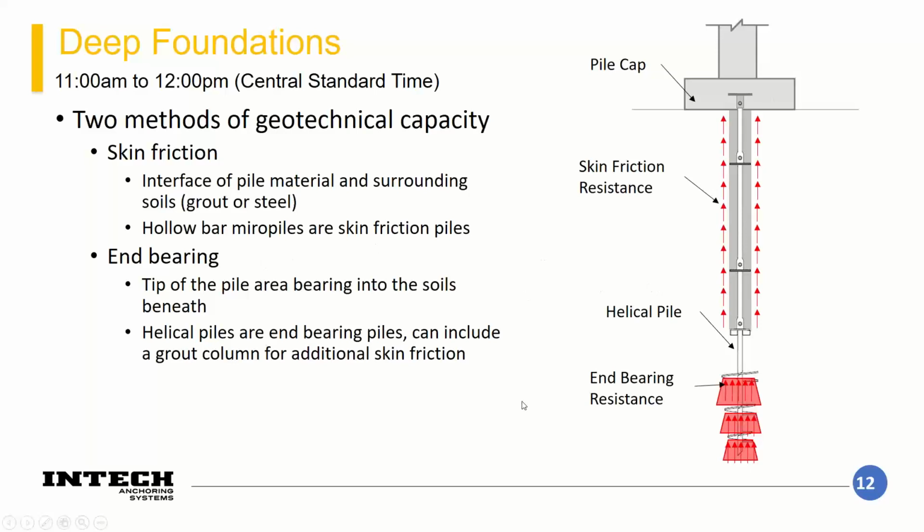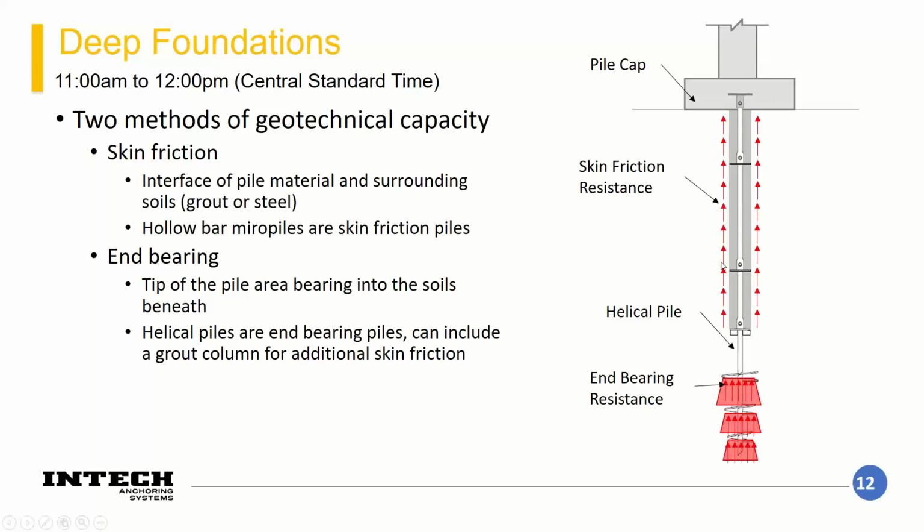And the other type of resistance that you're going to get is through end bearing. And in the case of a helical, the load gets transmitted through the shaft and then onto these plates, which then bears down into the soil beneath it. And you can see in this case, this is a 3-flight helical. So there's basically 3 sort of end-bearing zones.